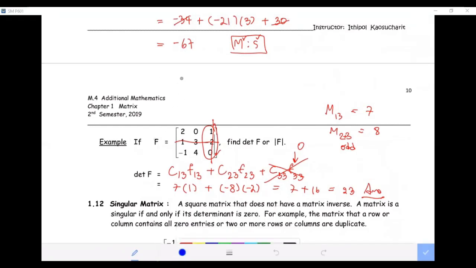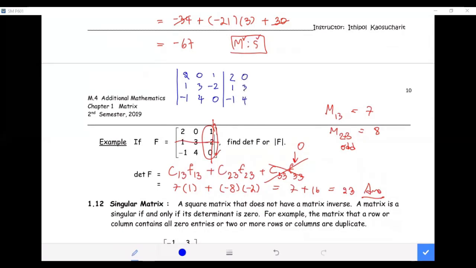If you want to find the determinant of F, you can just write 2, 1, minus 1, 0, 3, 4. Write down what F has. This is a shortcut. Then copy the first column and the second column and write them here again. To find the determinant, you find the cross down minus the cross up.